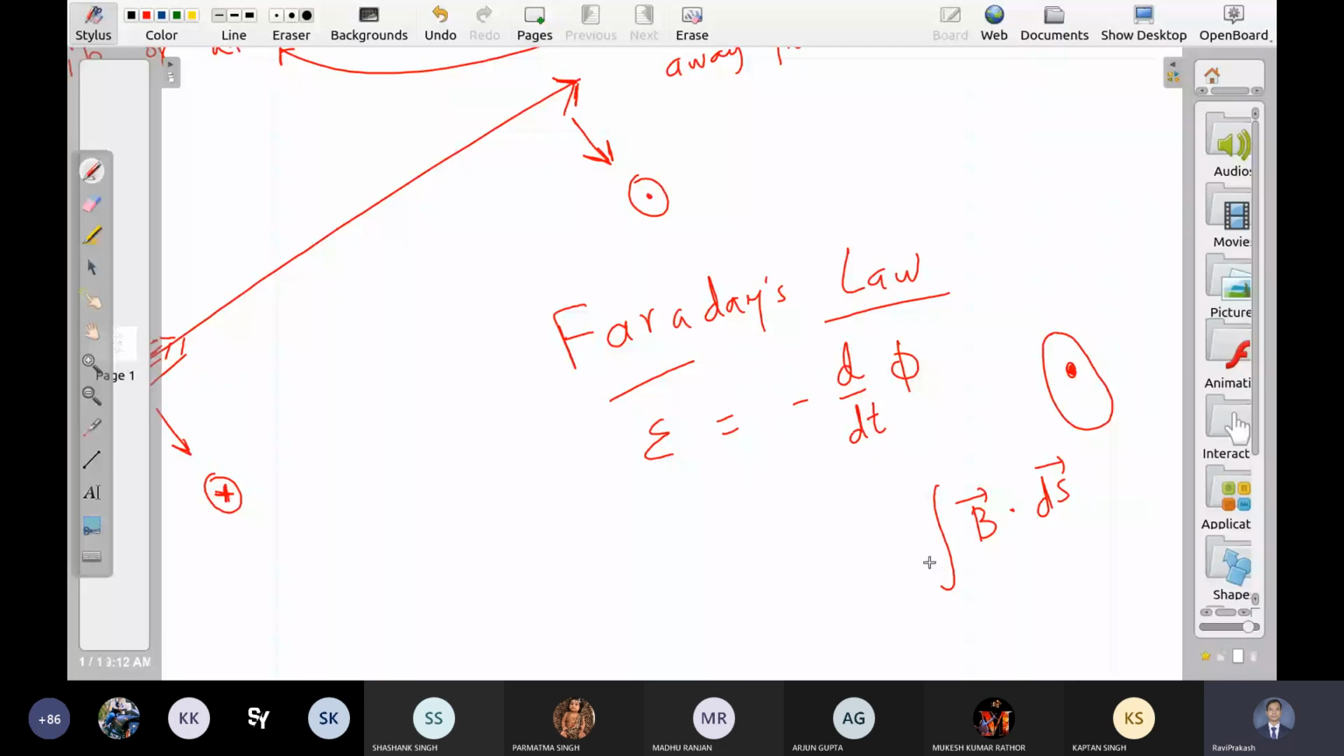Due to this EMF, a current is flowing in the circuit, either anti-clock or clock. Let me put anti-clock for now. So there is an electric field around the loop. And how do we define this EMF? The line integral of this electric field. So it is always like this. Whenever you have an integral over the surface on an open surface, automatically you will also have one more integral on the boundary. It has to come.